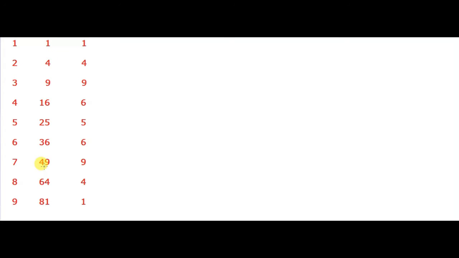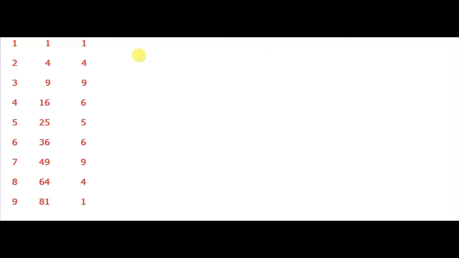So the last digit of 1 is 1, 4 is 4, 9 is 9 and 16 is 6, 25 is 5, 36 is 6, 49 is 9, 64 is 4 and 81 is 1. So like this. This is a very simple chart. You can remember the chart very easily. We are going to use the chart for solving our problems.